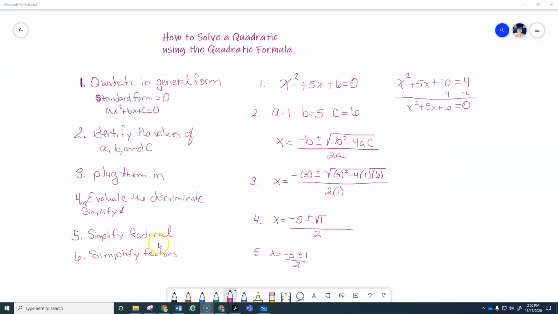Step number 5 says simplify the radical. So that means that if we can take the square root of the discriminant, then do that. And we can. The square root of 1 is 1. If you can't take the square root, if it was a number like the square root of 8, then you have to simplify the square root of 8 by pulling out any perfect squares. If it has a negative number underneath there, you would pull out an i. You do whatever you need to do to simplify this radical. In this case, we simply have some numbers that we can now simplify into just regular numbers.